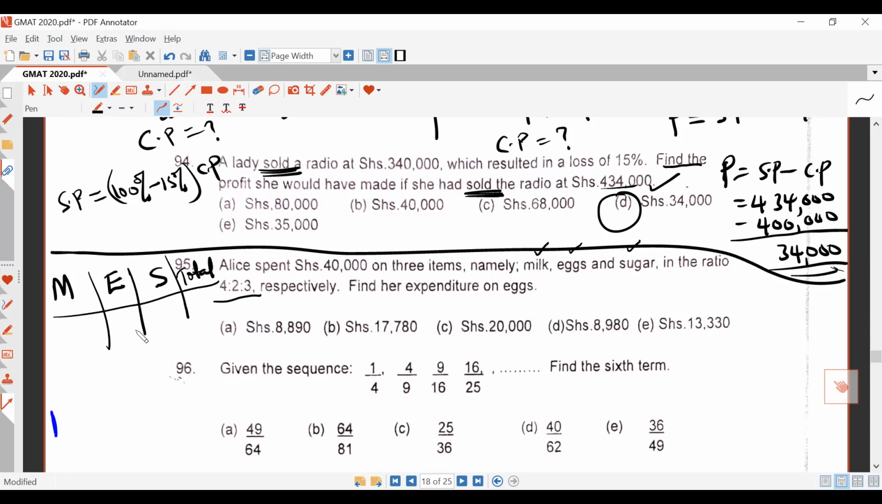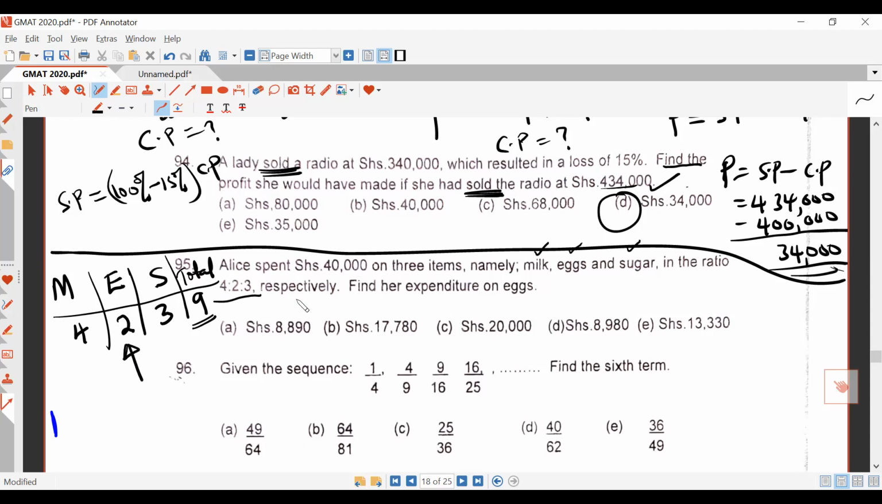So the ratio tells me that milk is 4, eggs is 2, and sugar is 3. The total of all of these here, what do we get when we add them? 9? Yes, we get 9. That is correct. So we are interested in this one here, in eggs.